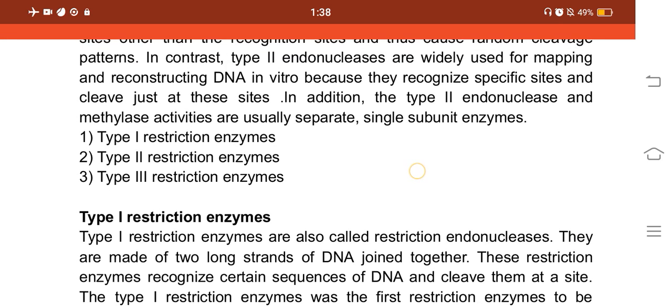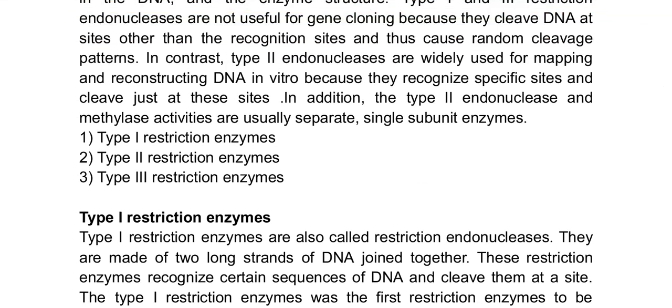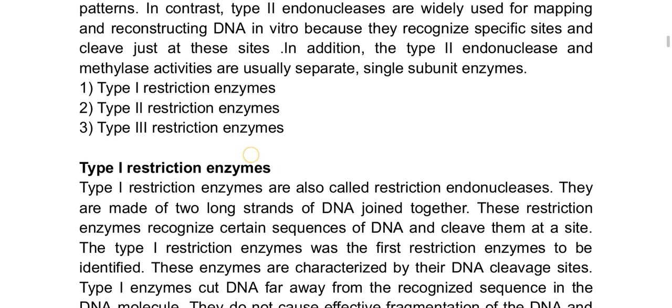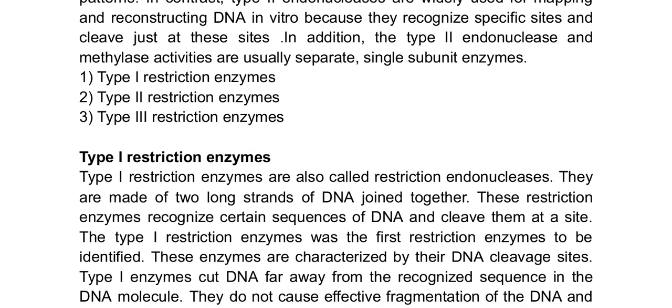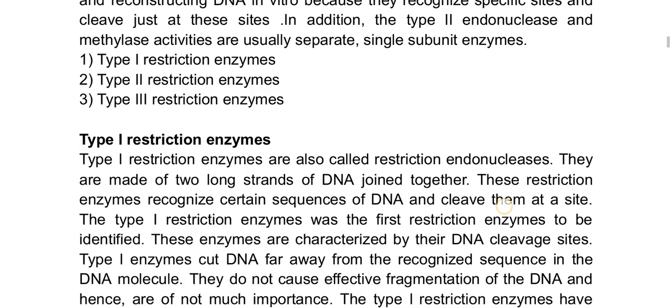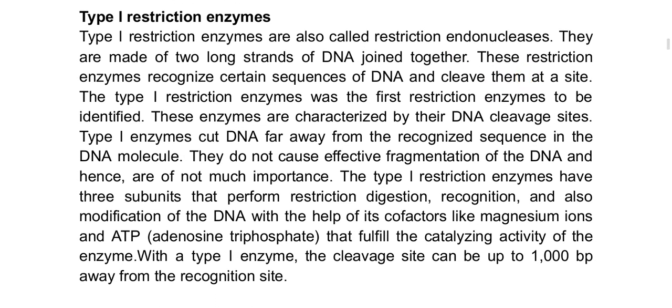In contrast, type 2 endonucleases are widely used for mapping and reconstructing DNA in vitro because they recognize specific sites and cleave just at these sites. In addition, type 2 endonuclease and methylase activity are usually separate single subunit enzymes: type 1 restriction enzyme, type 2 restriction enzyme, and type 3 restriction enzyme. First, type 1 restriction enzyme.